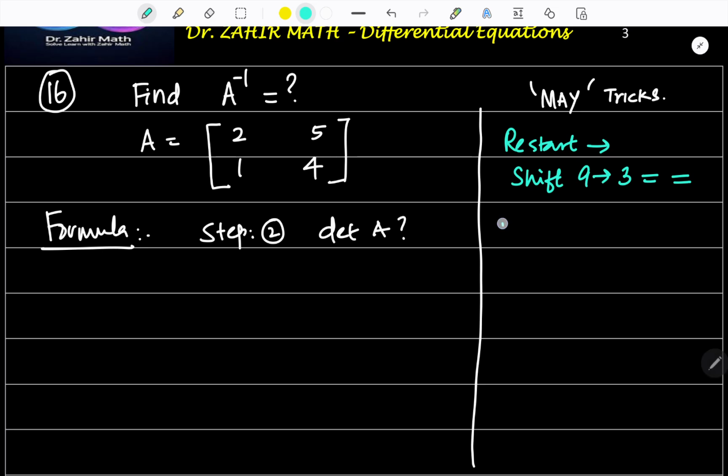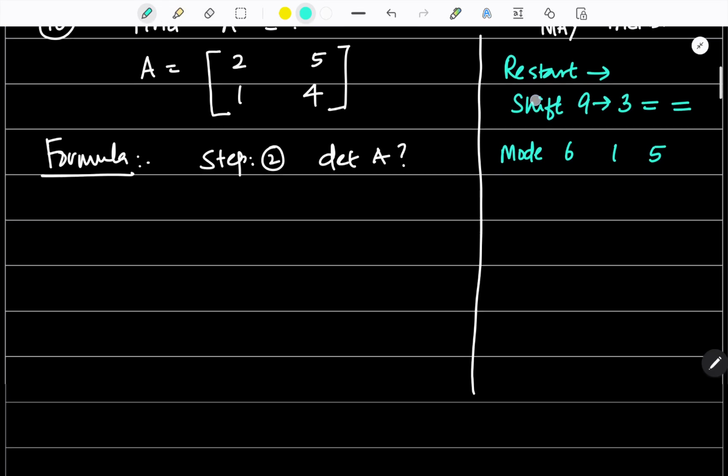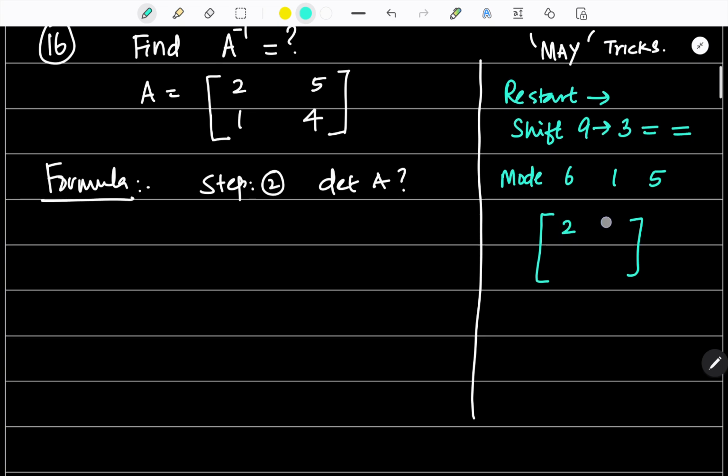Now I'm going to press Mode, and then after that 6 Matrix, after that press 1, and then I'm going to press number 5. If I press number 5, the matrix will open like this, and I'm going to give the data 2, 5, 1, and 4. Then press AC. After pressing AC, your data is inside.